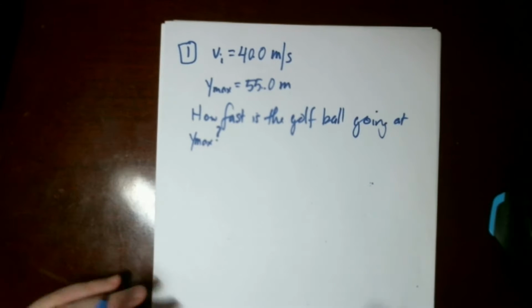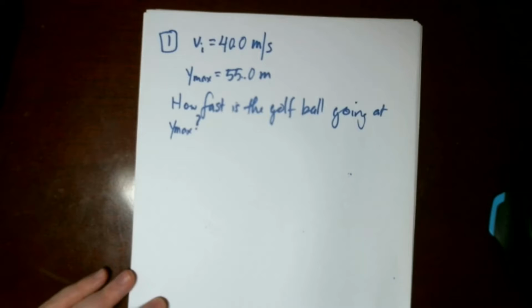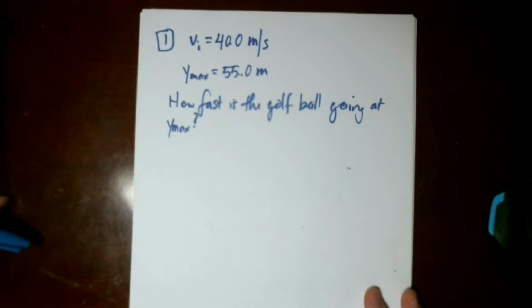Now, a couple of you asked me if it's going to be 0 at y max, and I can tell you that, remember how projectile motion works, Vy will be 0, that is, velocity in the vertical direction is going to be 0 at its maximum height, but its forward velocity is going to be non-zero. So we could actually do this two ways. We can solve this either as a projectile problem, or we could solve this using conservation of energy. So let's do conservation of energy. I think it's a little simpler.